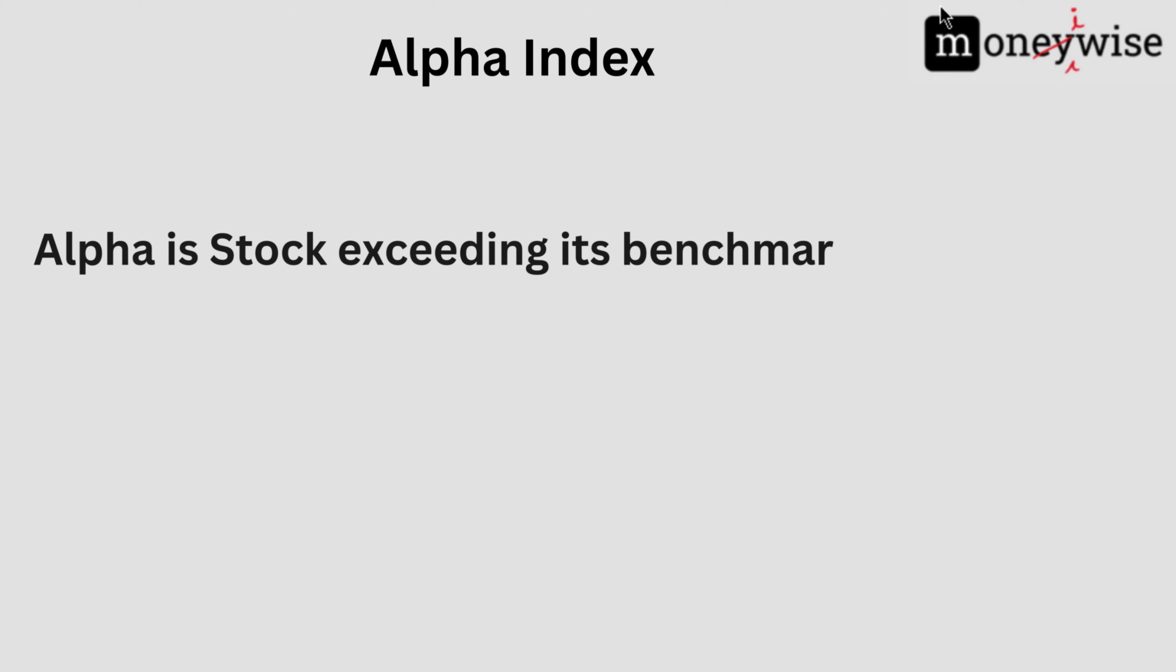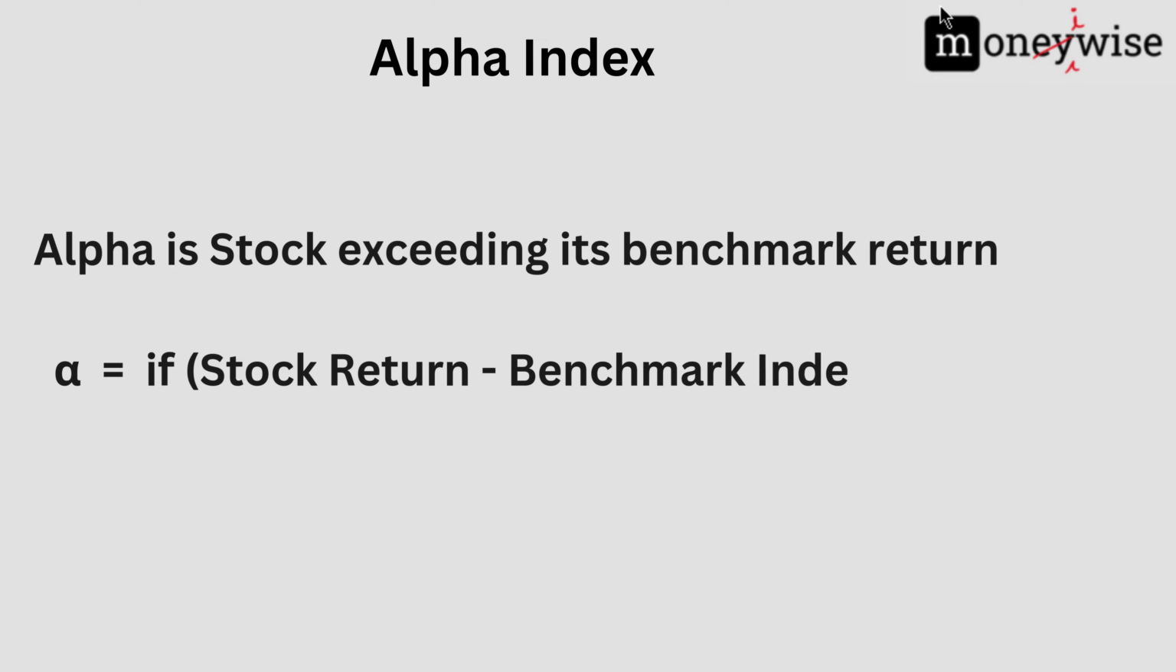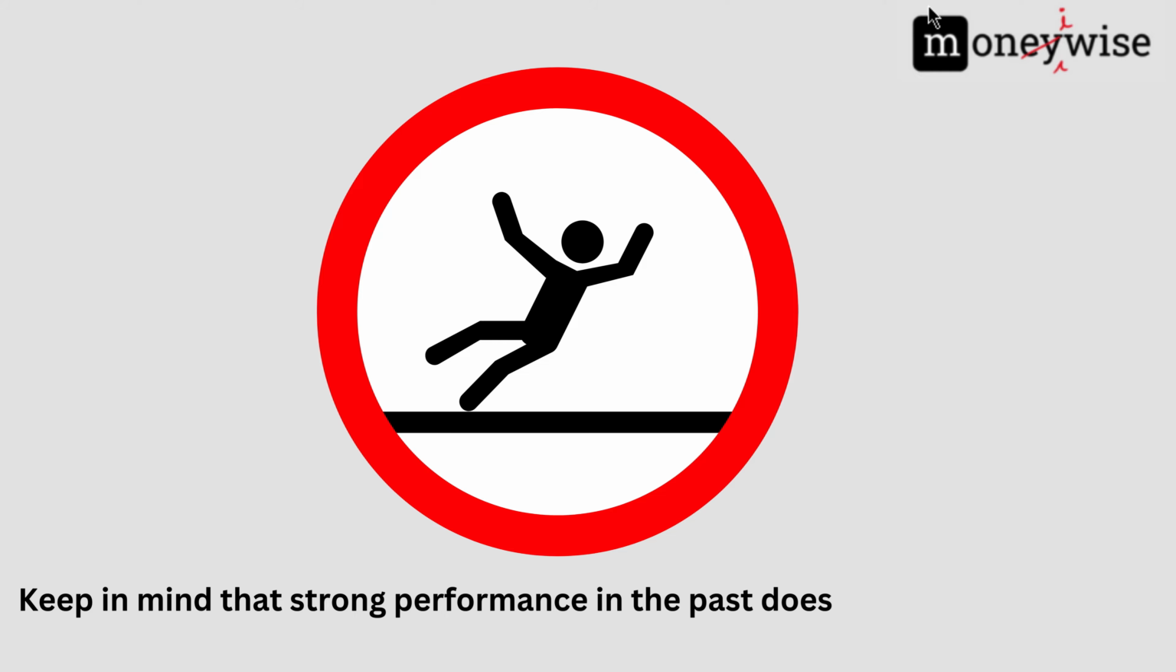Alpha generally refers to the return of a portfolio exceeding its benchmark, essentially the extra return generated over the index. For an alpha index, each stock's performance over the past year is evaluated and a score is assigned based on the methodology called Jensen's alpha. The top stocks with the highest Jensen's alpha scores are then selected to form the alpha index. Keep in mind that the strong performance in the past does not guarantee similar future results.